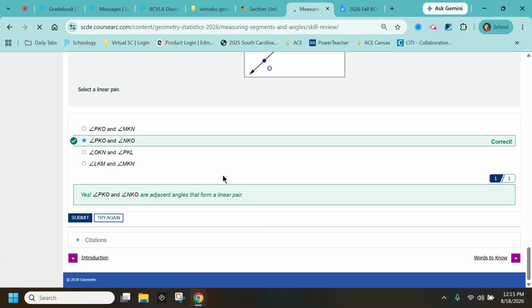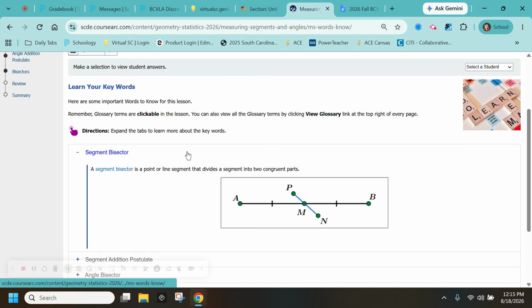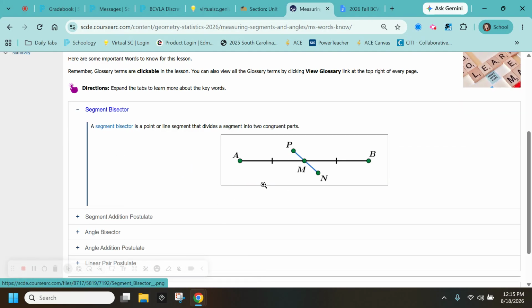All right, moving on to our words to know. We have a couple here. Segment bisector is a point or a line segment that divides a segment into two congruent parts. So bisect means to split it in half. It creates two equal pieces. So let's pretend this whole segment AB was 10. This bisector cuts it in half. So this half is 5 and this half is 5.